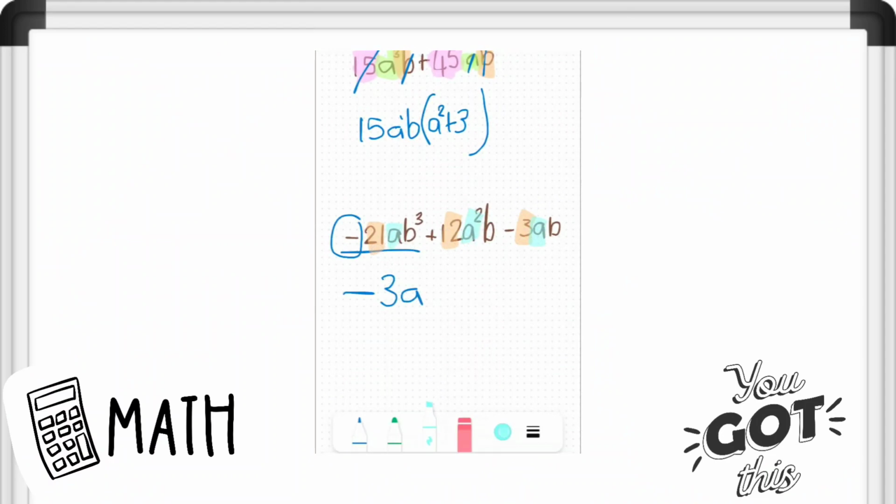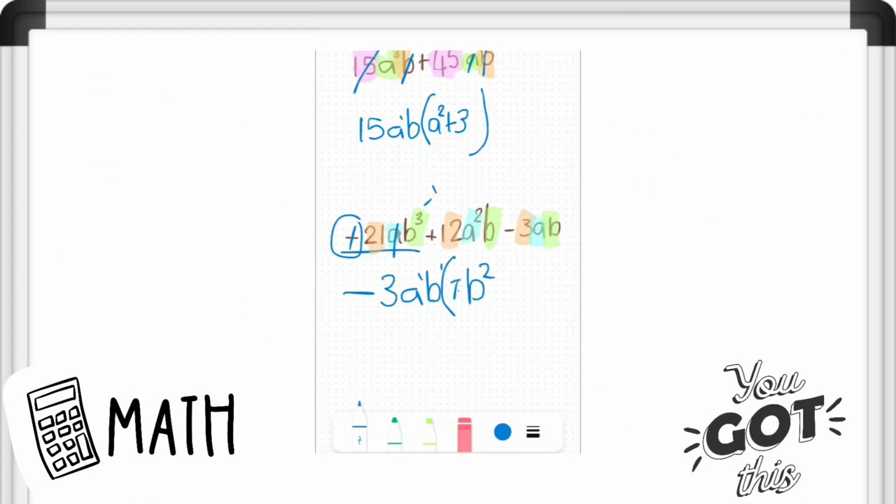And then if we go to our b's, we have b cubed, just b, and just b. So the smallest one is just b. Now if we go divide, negative divided by negative is a positive. So we don't have to write that. 21 divided by 3 is 7. The a and the a cancel each other out. And b cubed divided by b, 3 minus the invisible 1. Remember, every variable has an invisible 1. 3 minus 1 would give me b squared.